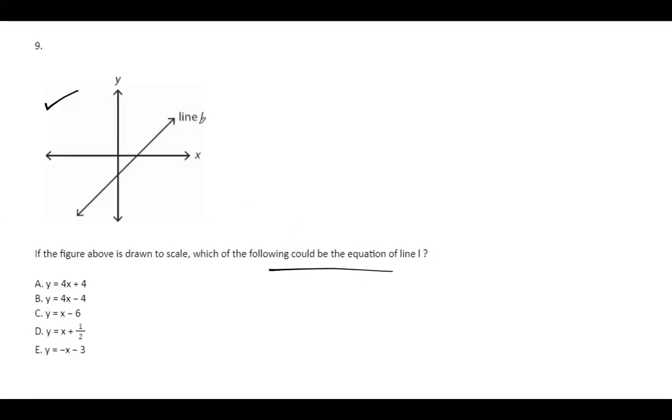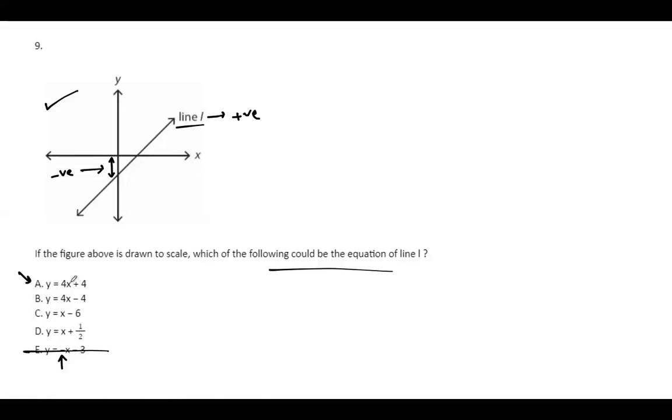So first of all, slope of the line, is it positive or negative? It's positive. So eliminate all the lines having a negative slope. So option E is gone. Tell me, what is the y-intercept here? Positive or negative? It's negative. And the slope is positive.